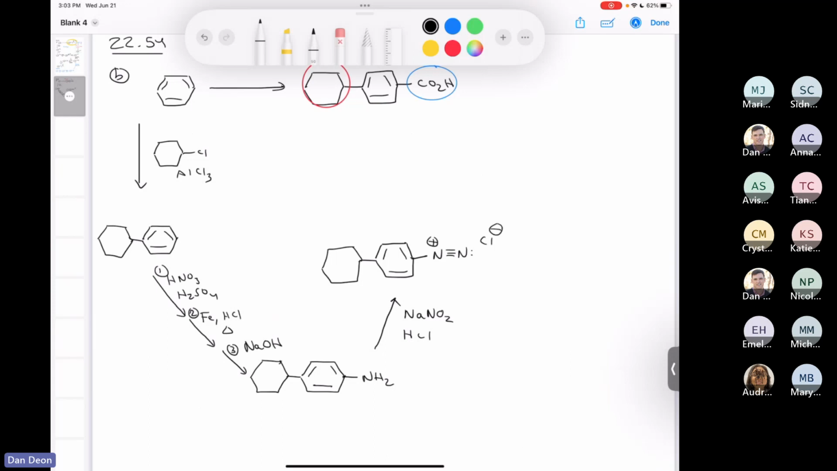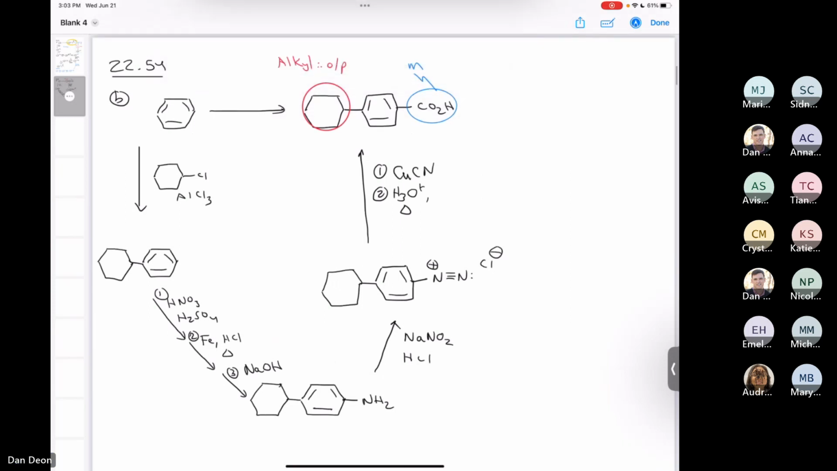Right, Jaylin? Then we're going to treat this with copper(I) cyanide to make the nitrile. And then we're going to hydrolyze that to the carboxylic acid. And there we go. Bada boom, bada bang. All right, whole thing's done just like that. Everybody good on that one?